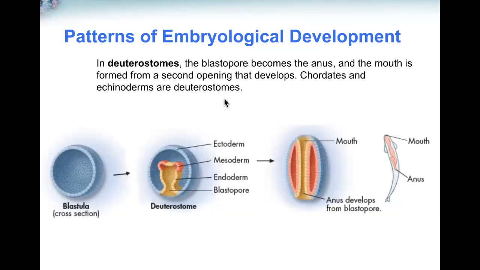In deuterostomes, the blastopore becomes the anus, and the mouth is formed from the second opening that develops. Chordates and echinoderms are deuterostomes. In deuterostomes, the mesoderms at the top, away from the blastopore, along the endoderm, and the mouth forms at the top.